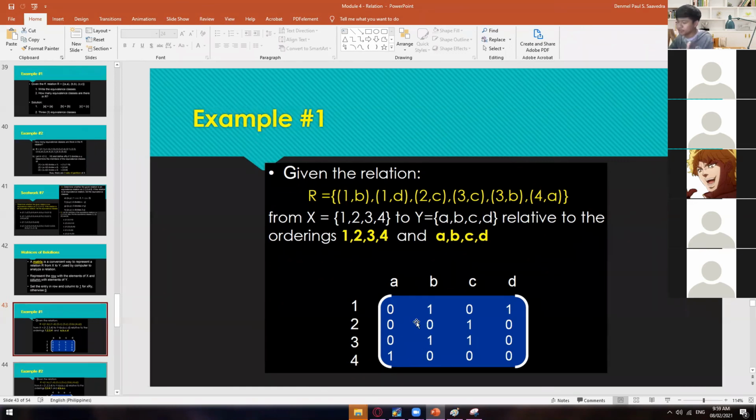For an easier way of doing this, you can just leave the entire matrix blank for now, and then plot the relations, or the ordered pairs wherein they are in relation. So make this 1, 1, 1, 1, 1, and once you're done doing that, you can fill up the rest with 0. That's how we plot a relation or an ordered pair using matrices of relations.